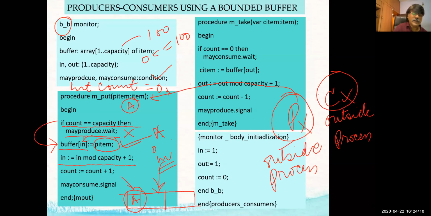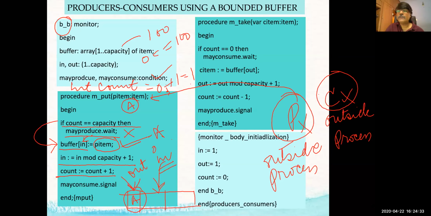Out will be pointing to the full location. In will be pointing to the free location. Then count is equal to count plus 1. So count becomes 1. Now let us not talk about the may consume dot signal. Let us come to the consumer.